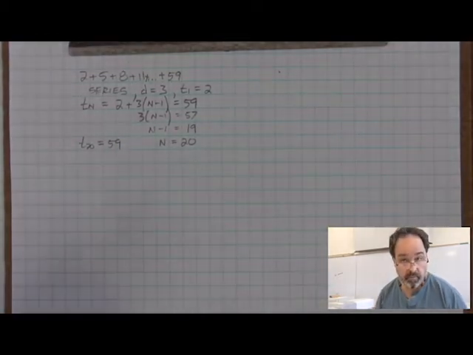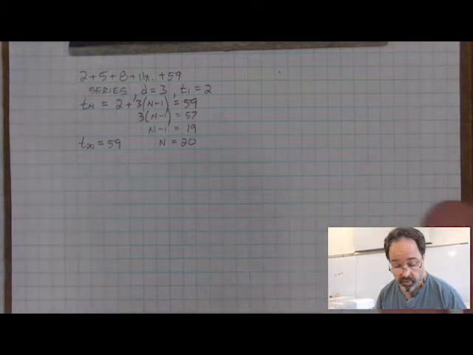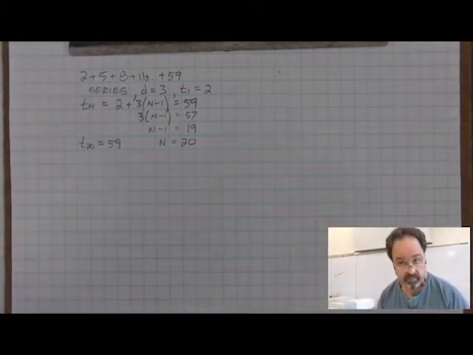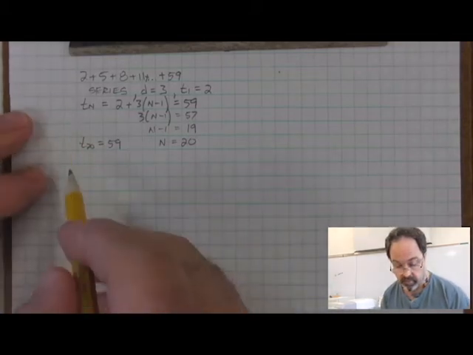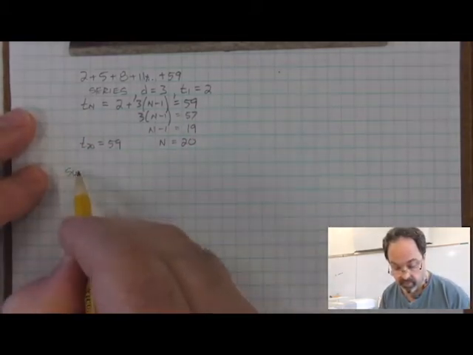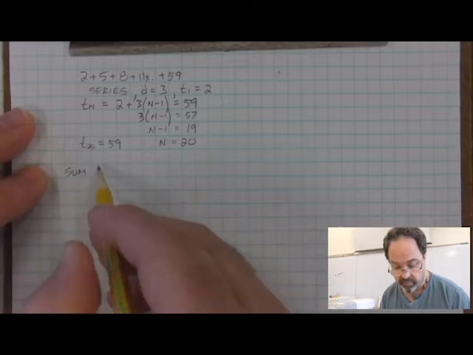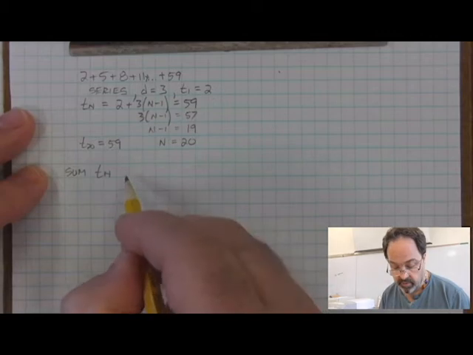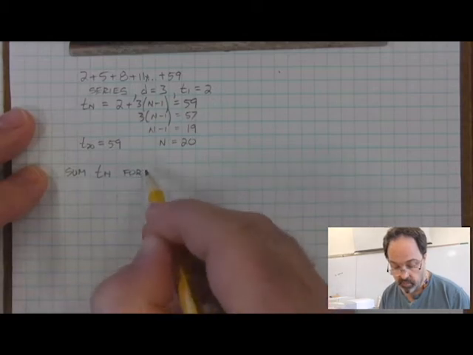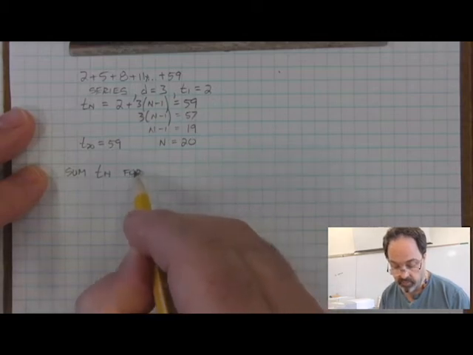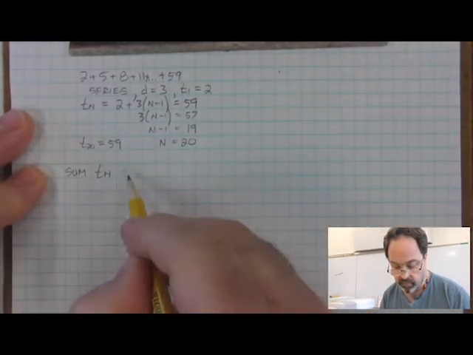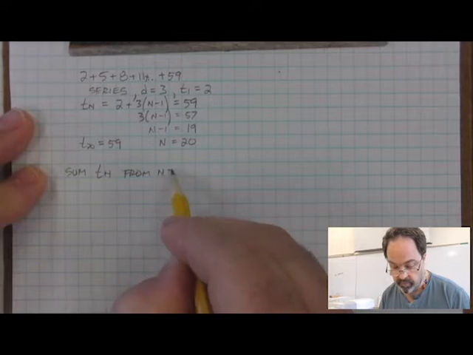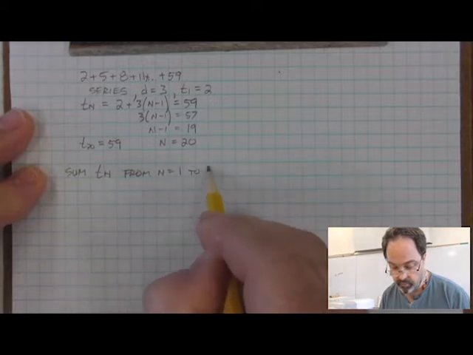So we found much important information about this series, but the series stands for a sum. In this case, we can think of the series, or any series, as the sum of terms, t sub n. And in this case, we want all the term values in a range from n is equal to 1 to 20.